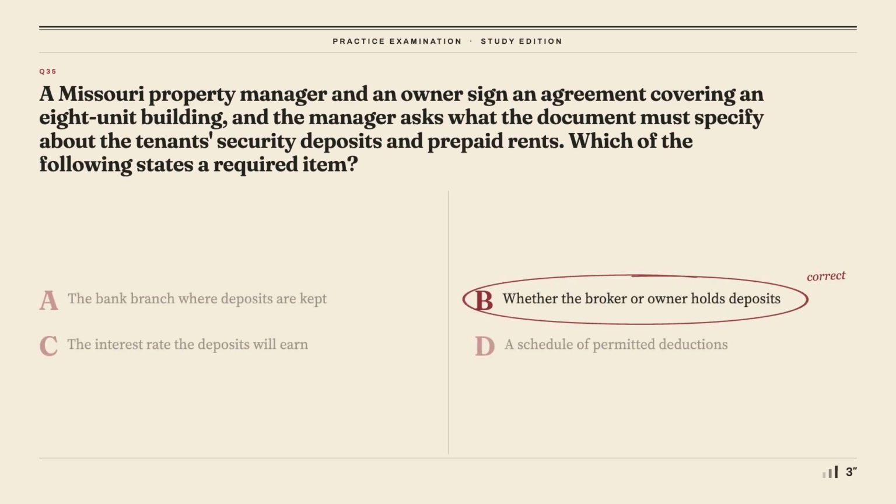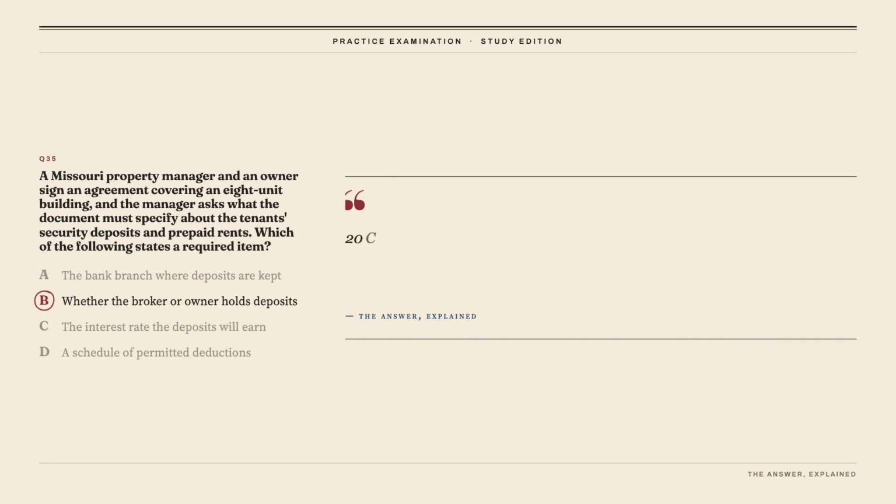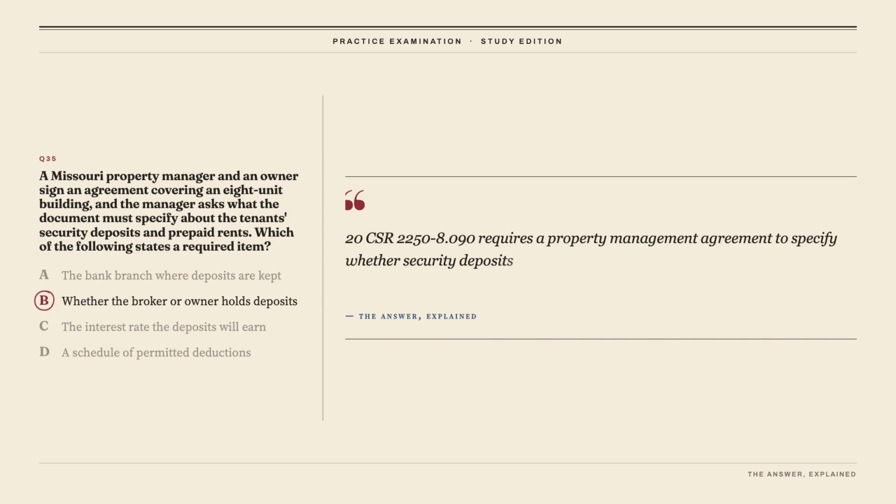The correct answer is B. Whether the broker or owner holds deposits. B is correct because 20 CSR 2250-8.090 requires a property management agreement to specify whether security deposits and prepaid rents are held by the broker or by the owner, among its other required contents.